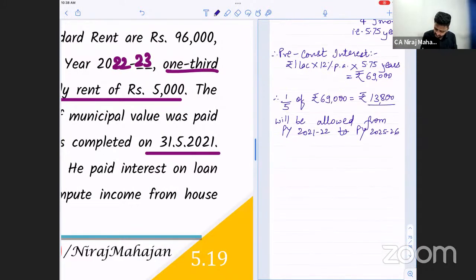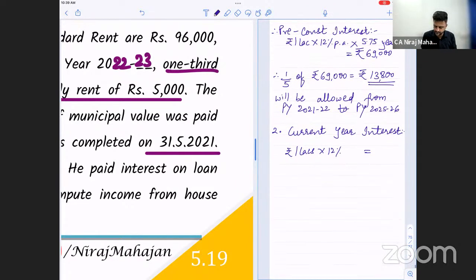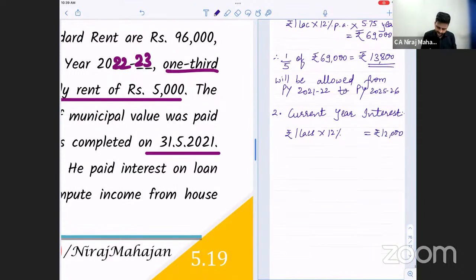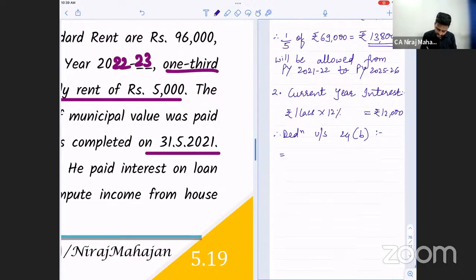Current year interest will be what? Again, rupees 1 lakh into 12%. That's it, because entire principal is pending. So rupees 12,000. Correct? Therefore, write down: deduction under section 24B, 13,800 from pre-construction and 12,000 from current year. Rupees 25,800. Yes, clear all of you?